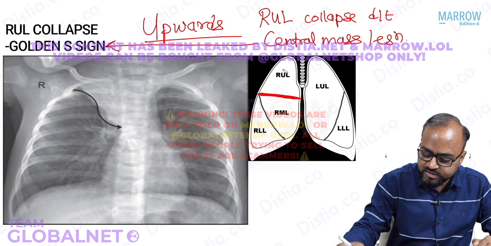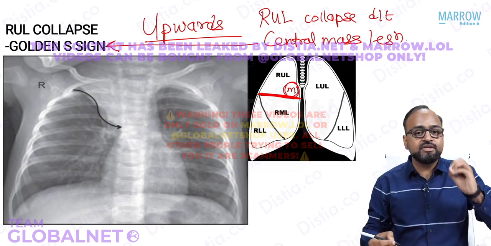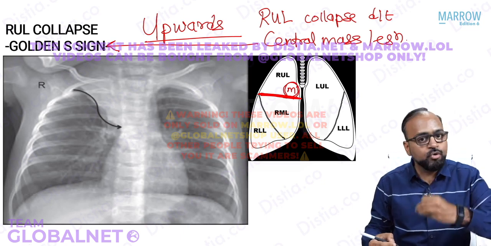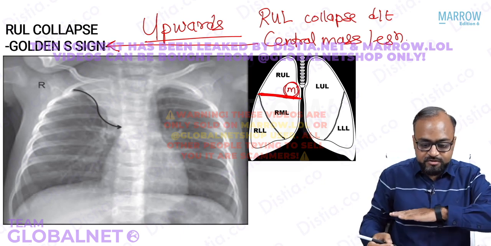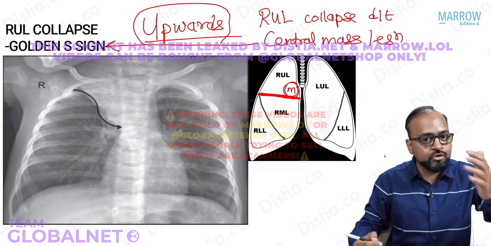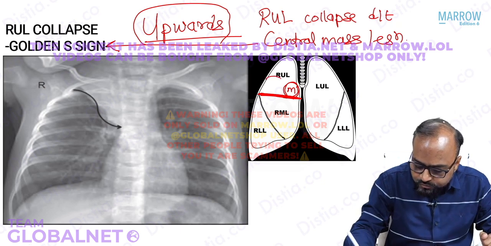Now what is this Golden S sign? See, this is the horizontal fissure. There is a large mass lesion which is located over here. This is a malignant lesion. It has infiltrated into the right upper lobe bronchus. So the right upper lobe collapses. How does it collapse? We have just seen. It collapses upwards. So it will pull the horizontal fissure upwards, isn't it? So in the lateral half, the horizontal fissure will get pulled up like this.